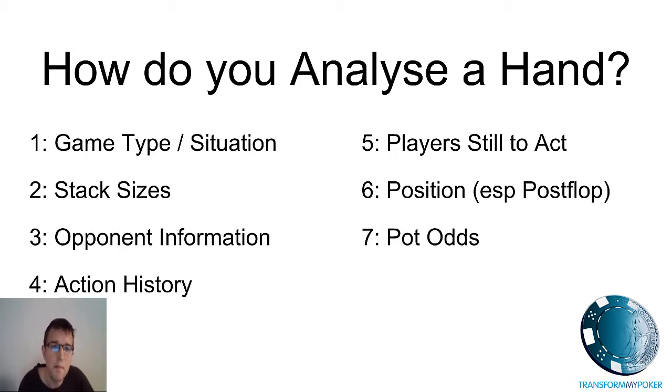Number 7 is pot odds, and it's something that gets missed out very frequently. And it is important. It matters to the mathematics. It matters to whether or not you should take on a gamble. Pot odds matters pre-flop. It matters post-flop. It's a very important part of the game.